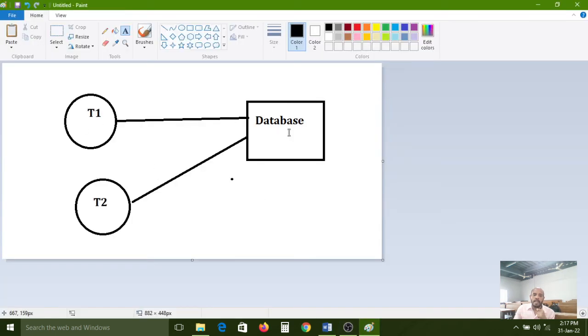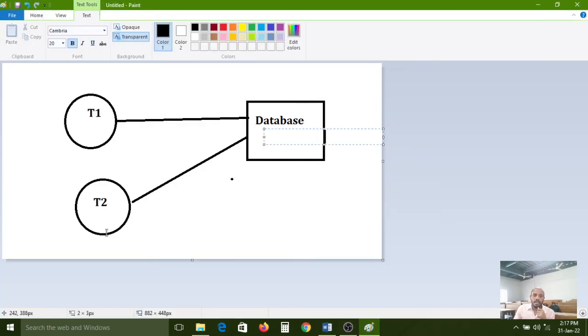In that case, T1 is updating the data. T2 is also reading the data. While executing two transactions simultaneously, you will get the wrong results, because at a time they are using it. So in T1, of a total of 100 rupees, 50 rupees is debited. How much do we have? 50 balance we have.